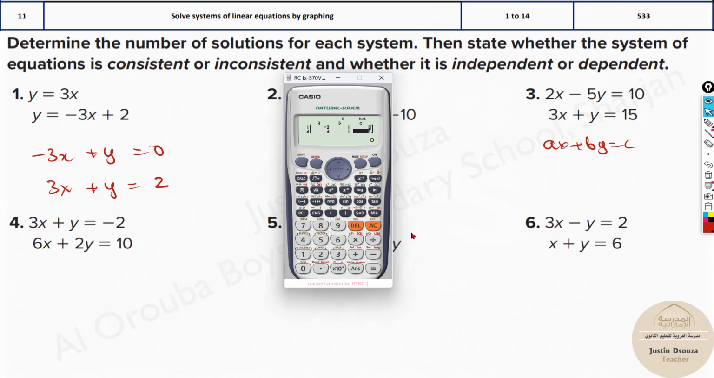Same thing, 3, 1, and over here 2. Once you type all the values, if you press equal to, you'll get the answers. Now we are not bothered about the answers. They are not asking for answers. We got the solution, right?